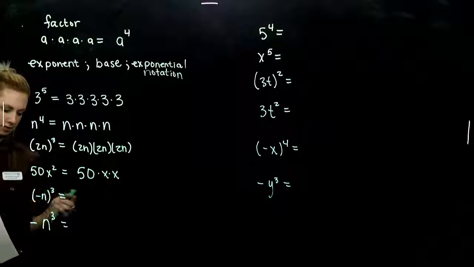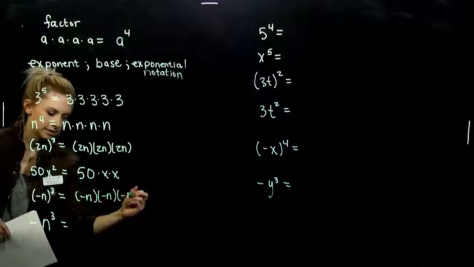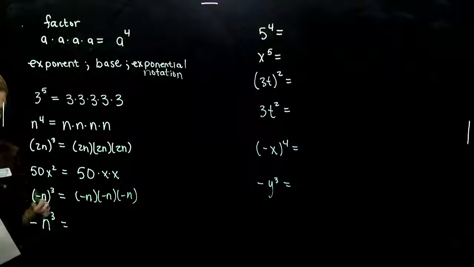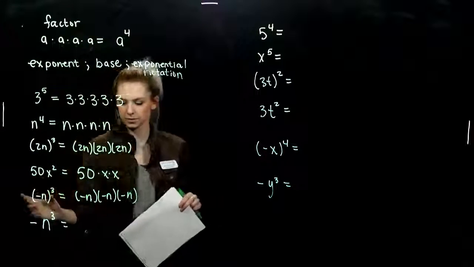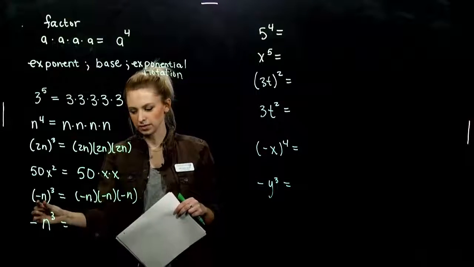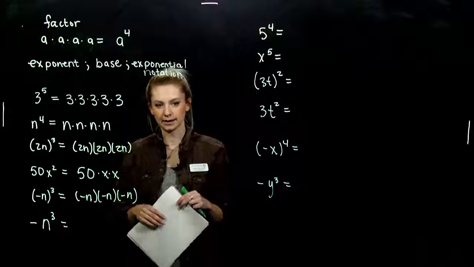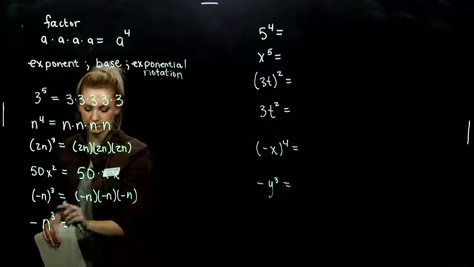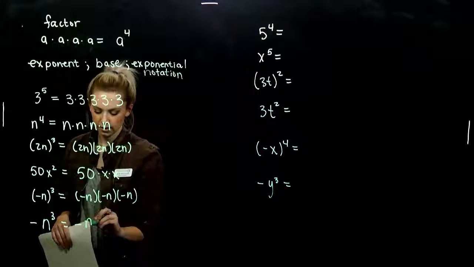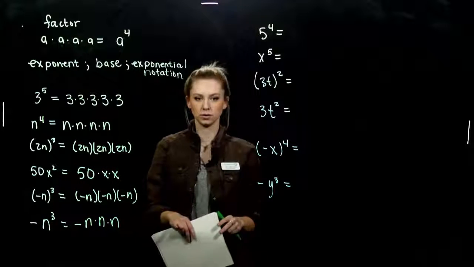So here, my base is what? Negative n times negative n times negative n, 3 times in total. Okay, because the 3 was attached to that parenthesis. So the base was the negative n. In this case, what is our base for the exponent? Just n itself. So we have a negative, and we need n times n times n, 3 times in total.